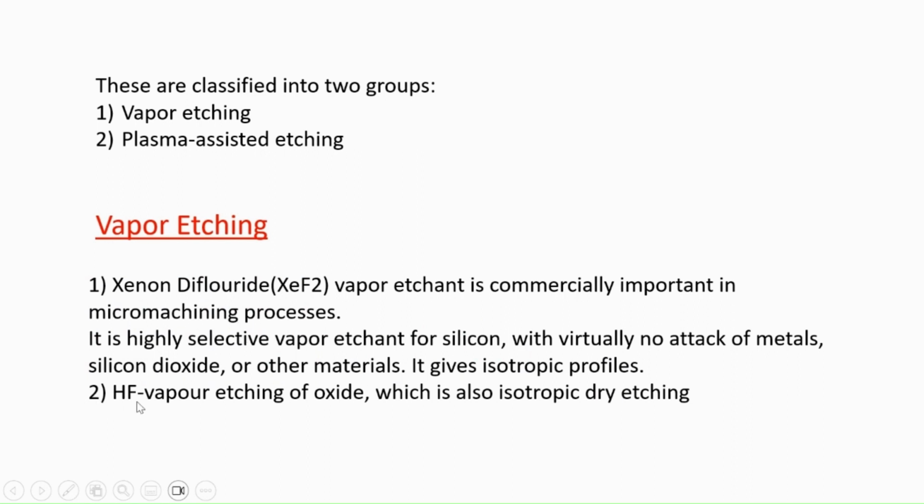The second one is HF vapor etching of oxide, so you're using HF vapor to etch silicon oxide. Even in the chemical way of etching, the isotropic wet etching of silicon dioxide that I discussed in my last video, HF was used to etch the oxide. So here also you get isotropic profiles.